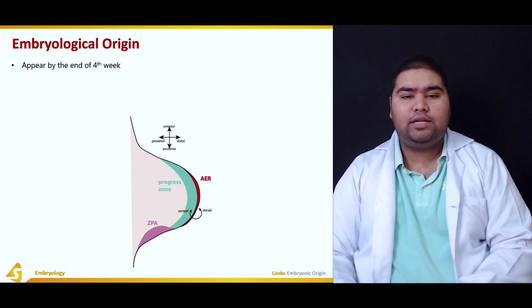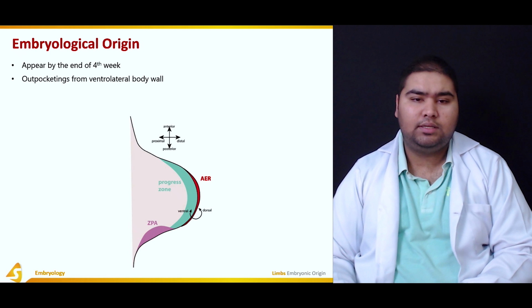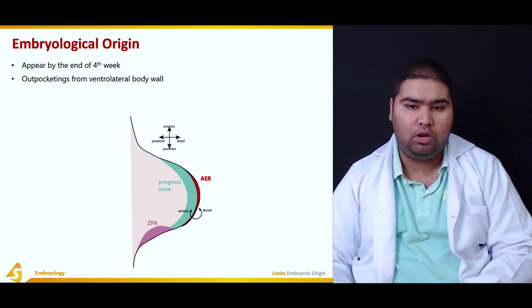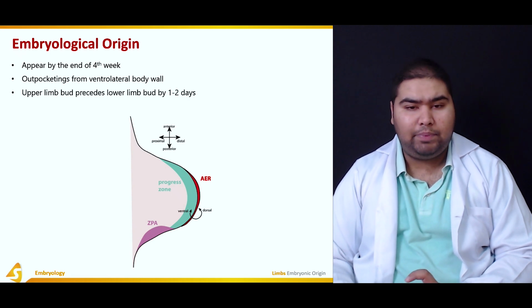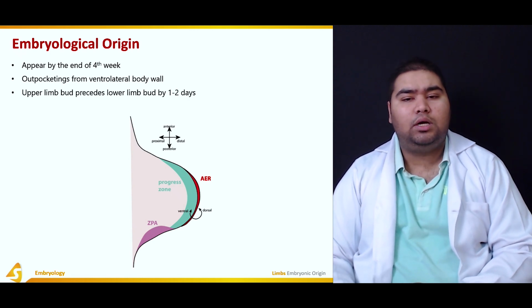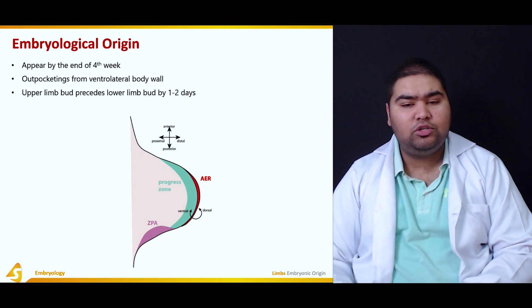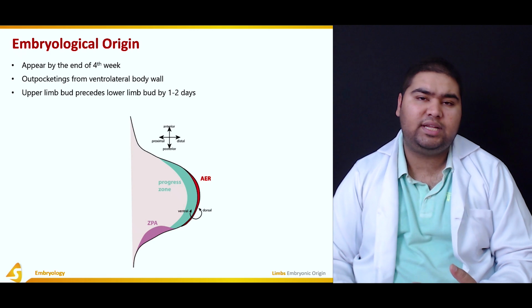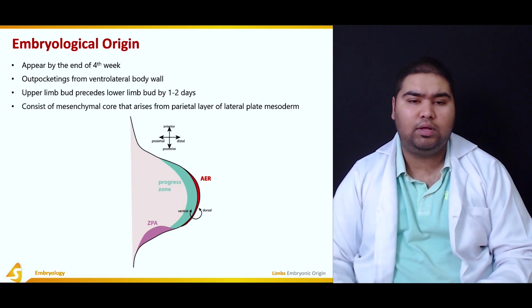It appears by the end of the 4th week of development. There are outpocketings from the ventrolateral body wall. The upper limb bud precedes the lower limb bud by 1 to 2 days. So the upper limb is forward in development as compared to the lower limb.